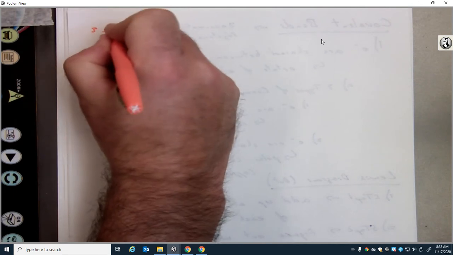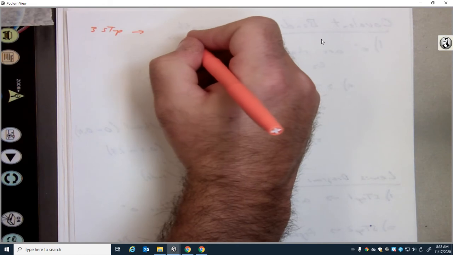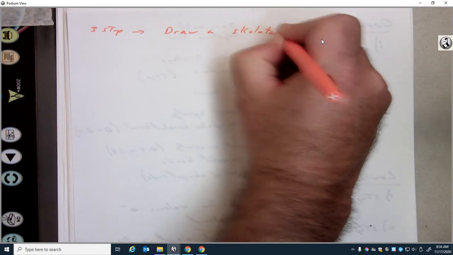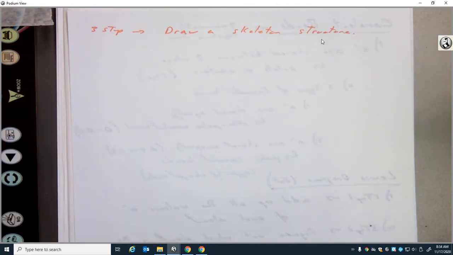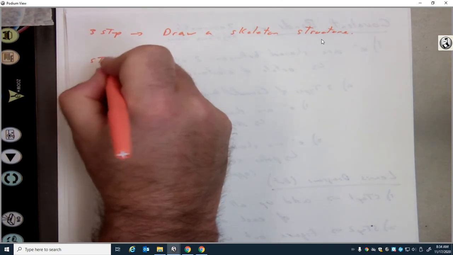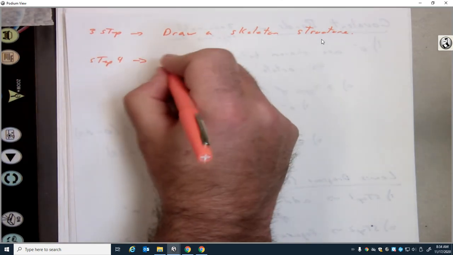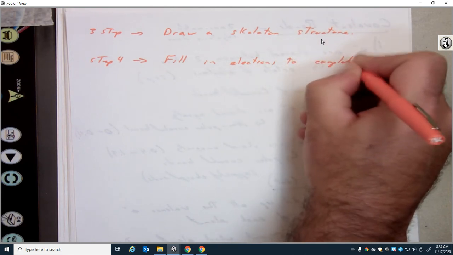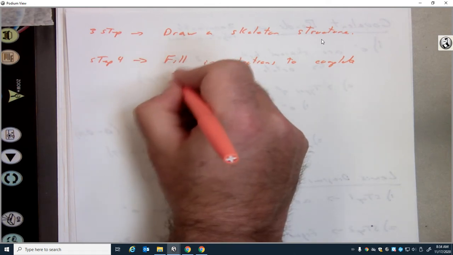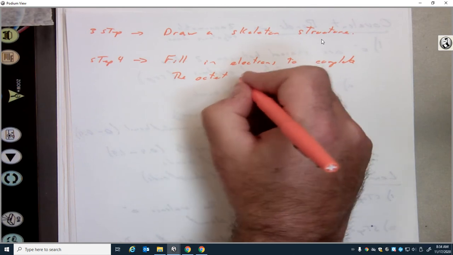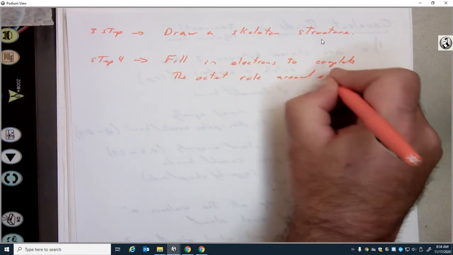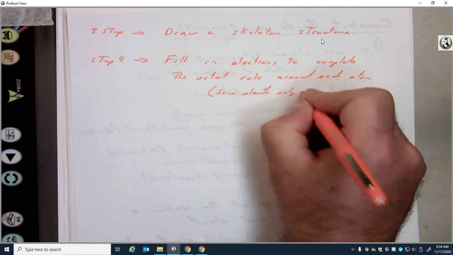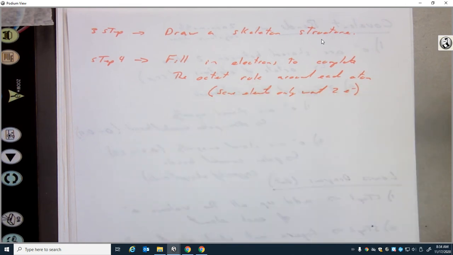Our third step is to draw a skeleton structure, and I'll show you what I mean by that. Step 4: fill in electrons to complete the octet rule around each atom. Now remember, some elements only want 2 electrons, and we talked about those yesterday.